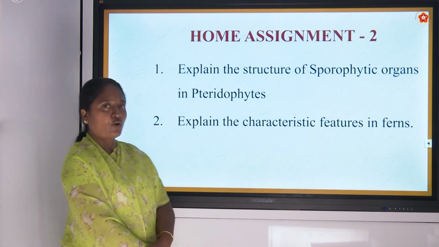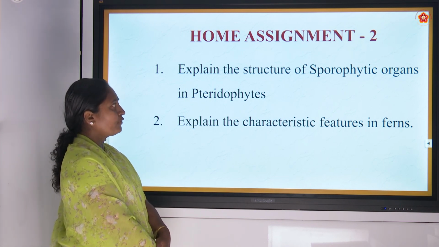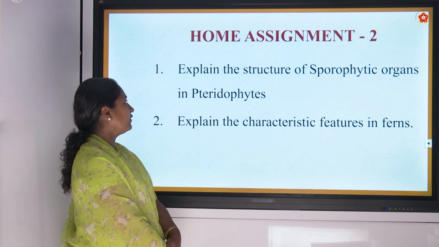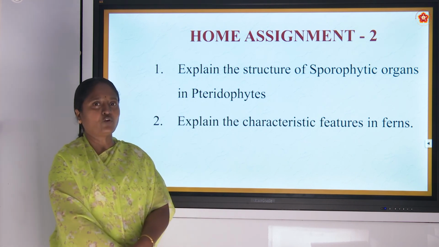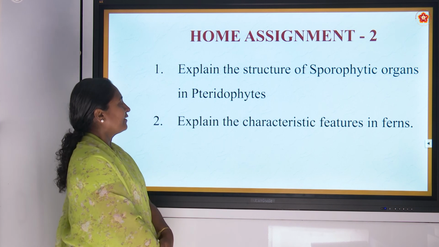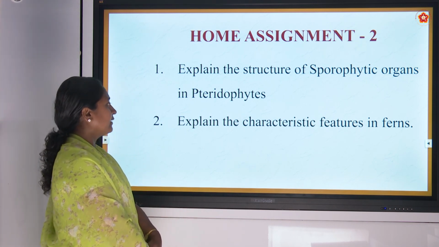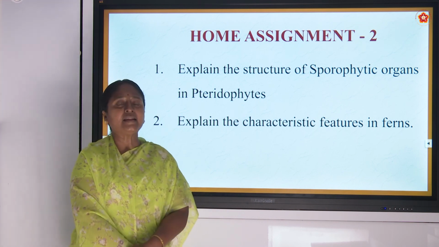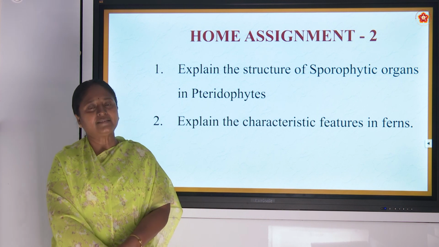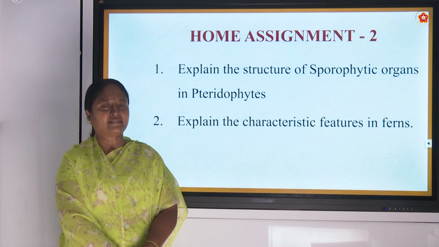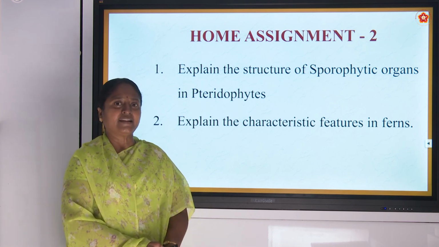Now we will see the home assignment for this chapter. Explain the structure of the sporophytic organ which is present in Pteridophyta, and explain the characteristic features of the fern. These are the two questions. Please read and get the answers from your textbook, and we will meet in the next presentation.